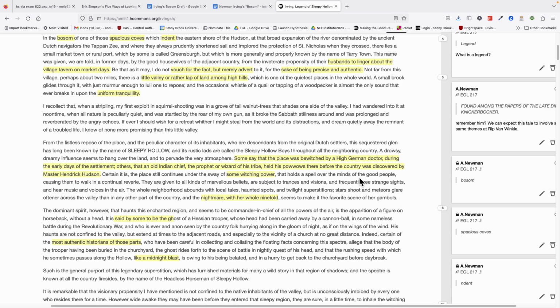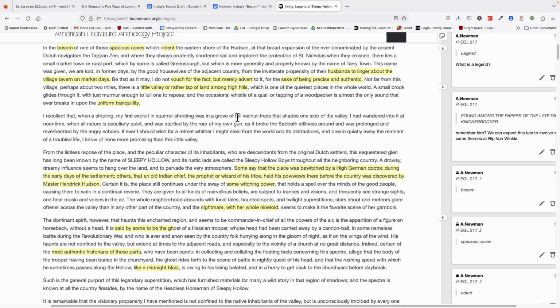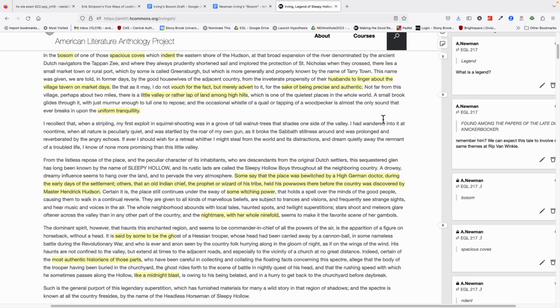So I'm going to stop for a moment, but I just wanted to jump back up to this paragraph because he's talking about squirrel hunting there. So he's like one of those Dutch sailors, and he'd wandered into it at noontime when everything was so quiet, and then he shoots to kill a squirrel, presumably. "I was startled by the roar of my own gun as it broke the Sabbath stillness around and was prolonged and reverberated by the angry echoes."